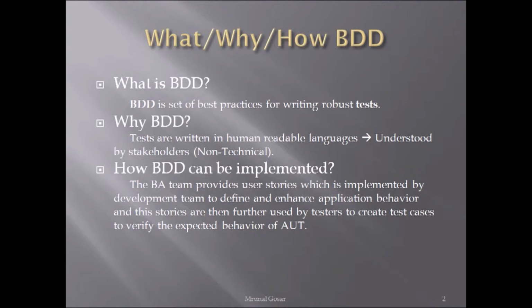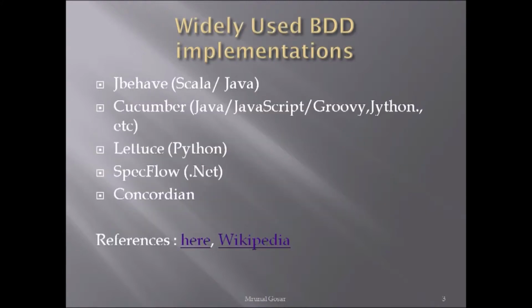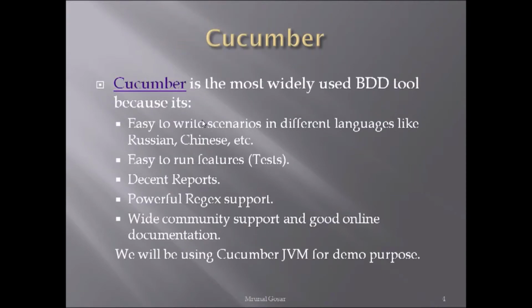Now let's look at widely used BDD implementations. We have JBehave, Cucumber, Lettuce, SpecFlow, all supporting different programming languages. Now Cucumber is the most widely used BDD tool. Why? Because it's easy to write scenarios in different languages like Russian, Chinese and other 50 plus supported languages. It's quite easy to run features, or so-called tests, in Cucumber.